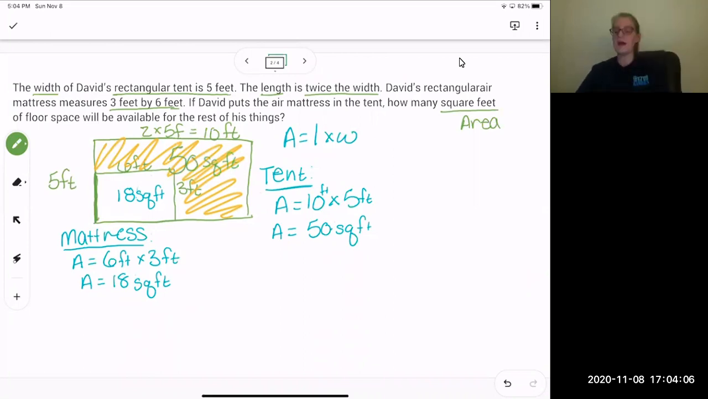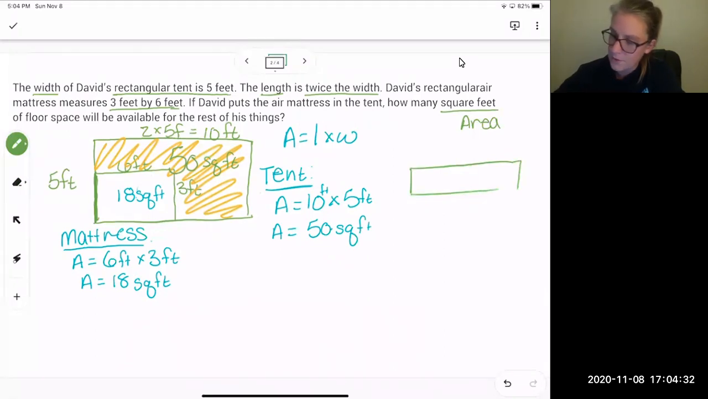Okay, so if I know the total and I know one part, how can I find the other part? So we know the total is 50 square feet, right? And then we know the mattress is 18 square feet. So think about our tape diagrams. Go back to our tape diagrams, where our long piece of tape is our total area, which is 50 feet. Okay, and then this piece would be 18.